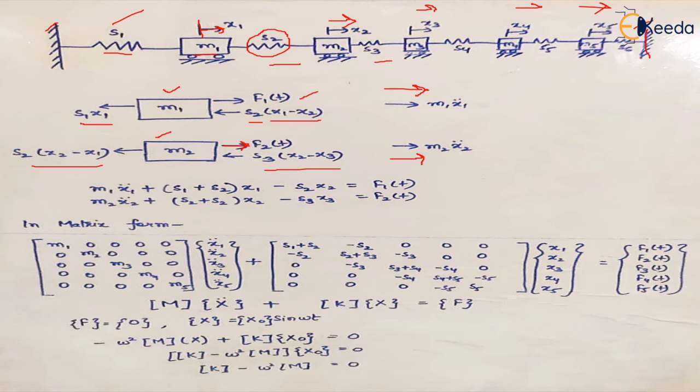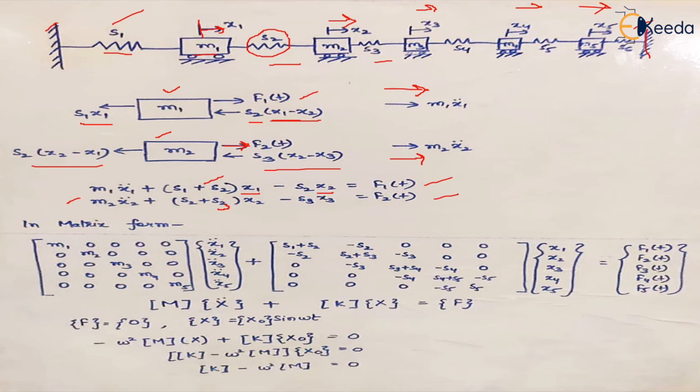So we write the equations of motion on the basis of these free body diagrams. The equations will look like this. So this is (S2 plus S3), which is m1 x1 double dot plus... okay, so what we have done is just opened the bracket and placed all the components of x1 together and of x2 on one side. So it becomes (S1 plus S2) into x1 minus S2 into x2. Similarly, we can do it for mass 2, and similarly you can do it for mass 3, 4 and 5.